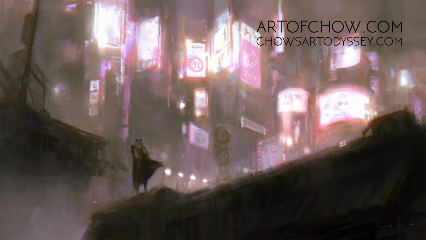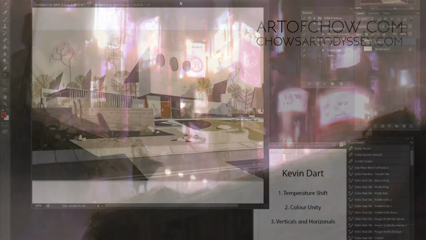Now, last week I talked about Kazuo Oga and his style of backgrounds for animation, when it comes to Studio Ghibli productions. Now, on the same theme, I figured I want to look into another background artist with a different style, but still with the same fundamentals, and that's Kevin Dart.